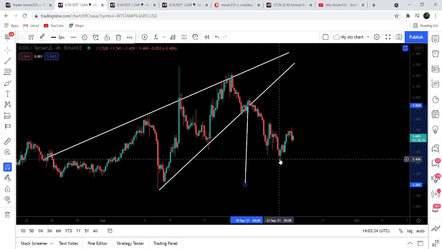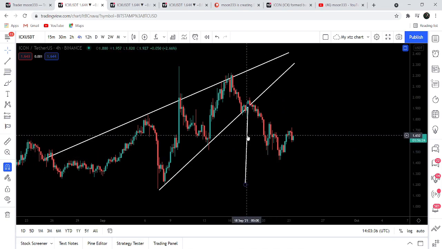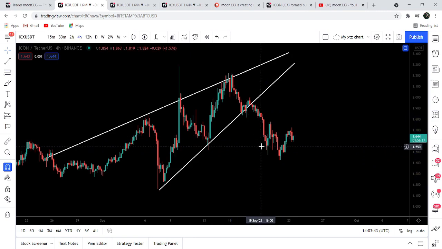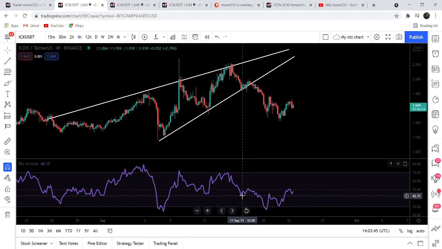So far we have moved down to $1.42, but there is a bullish divergence appeared. Not on this chart, on this chart we have a bullish divergence. I'll show you the hidden bullish divergence on the daily time frame as well. Here we have this bullish divergence.